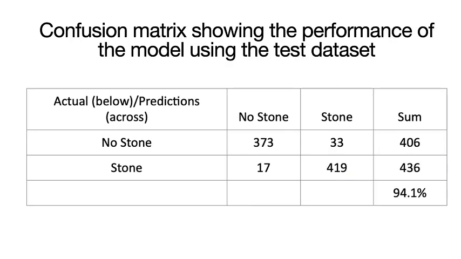Here is the confusion matrix using the test dataset. 373 actual non-stone images were correctly predicted. 419 actual stone images were correctly predicted. The overall accuracy was approximately 94%.